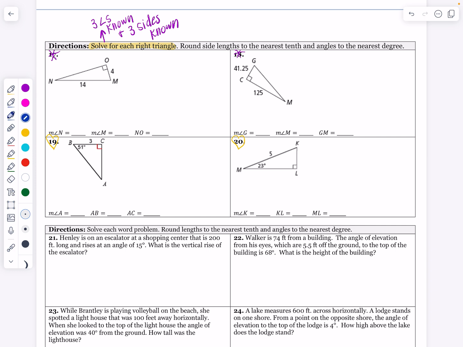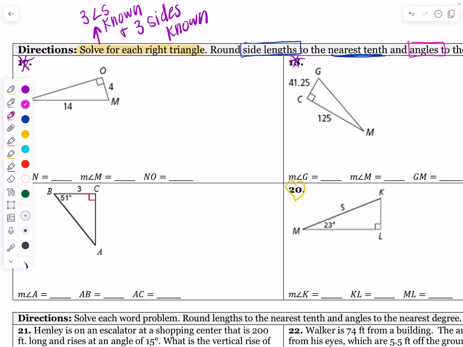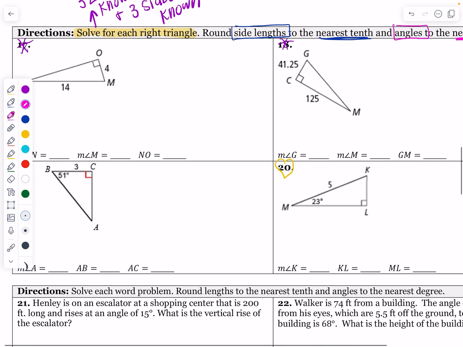This is important though. Let's keep reading our directions. We rounded the side lengths like we did on the front of the paper. The side lengths to the nearest tenth, meaning one after the decimal. And then we rounded the angles to the nearest degree per the directions. So don't round everything to the same thing. If it's a side length, we're going to round it to the nearest tenth. If it's an angle, we're going to round it to the nearest degree. Okay? Okay, so let's look at our very first problem, number 17.